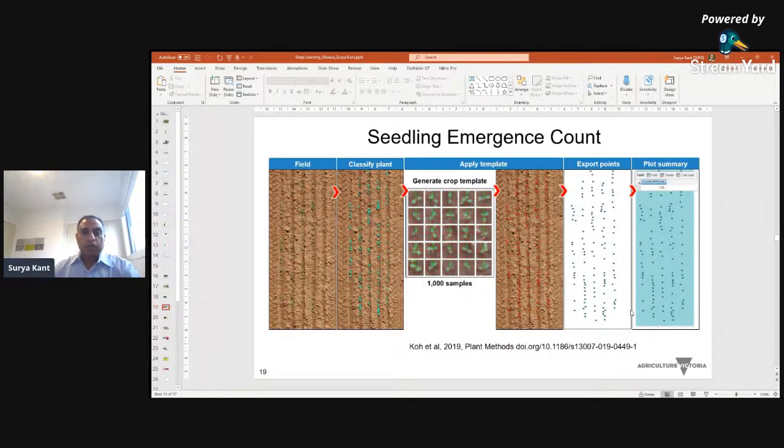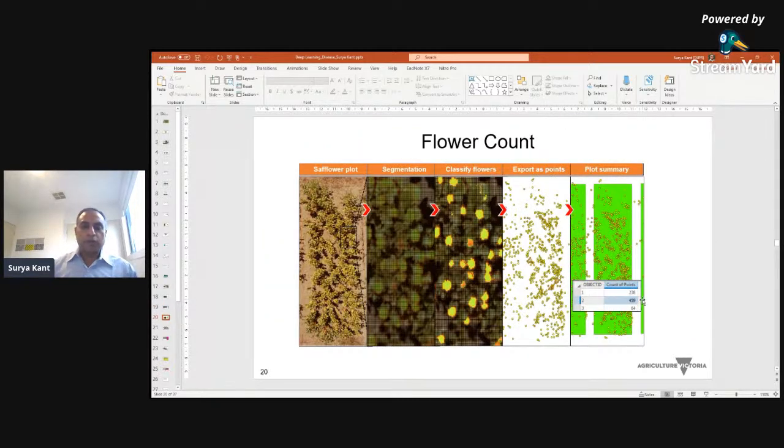In this example of seedling emergence count, we use eCognition software. This is in the field at the early emergence stage, and we could classify the plants, but when we classify the plants, it can pick the weeds as well. So we provided more than 1,000 images as a template, and from that template and overlay, we were able to count the exact number of plants in field conditions. A similar approach we could apply for the flower count.